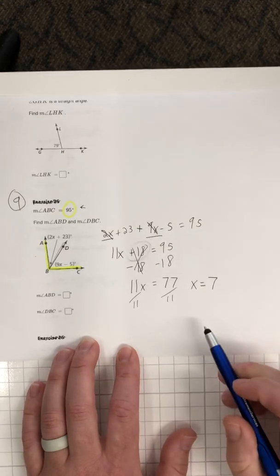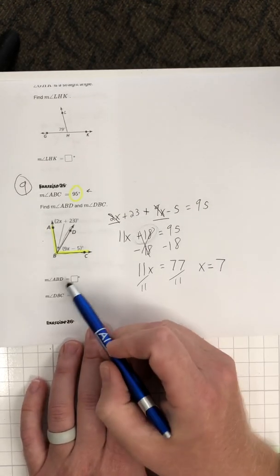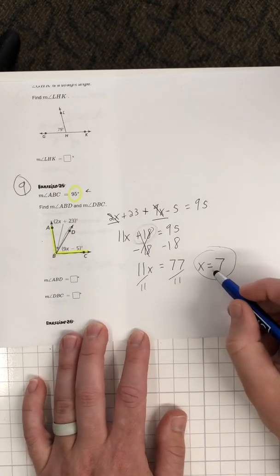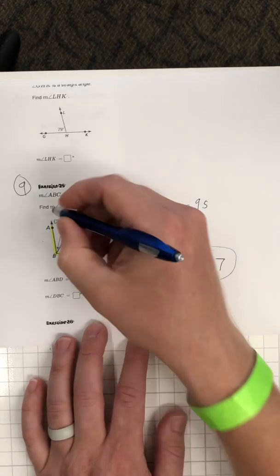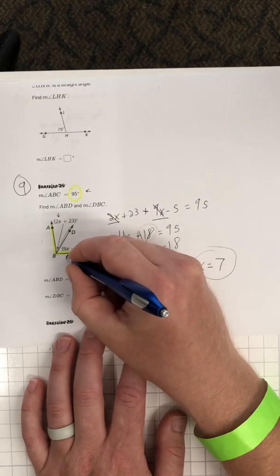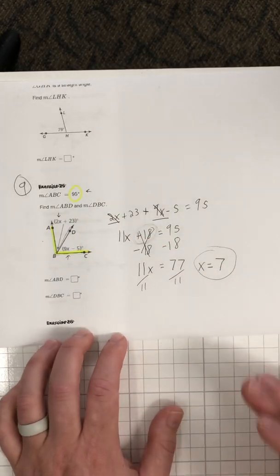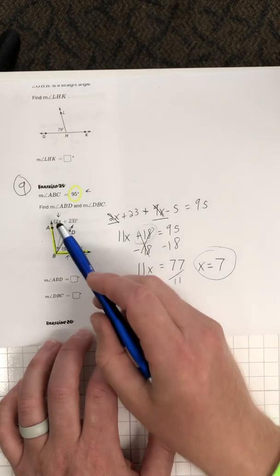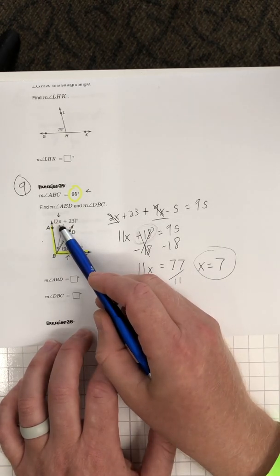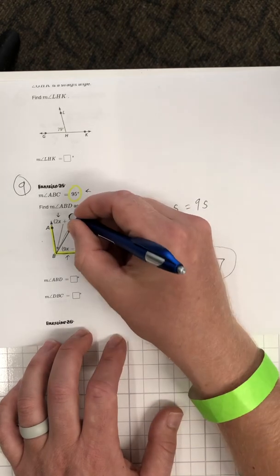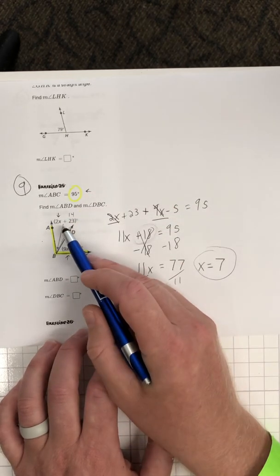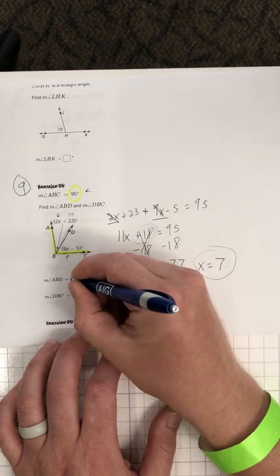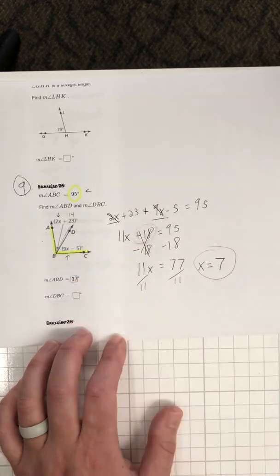Now, that is not our final answer, because we need to find the angle measures. But now that we know x equals 7, we can plug it into the expressions and solve to get an actual measure. So 7 for x. 7 times 2 is 14. 14 plus 23, we add those together, and that's 37. So ABD is 37 degrees.